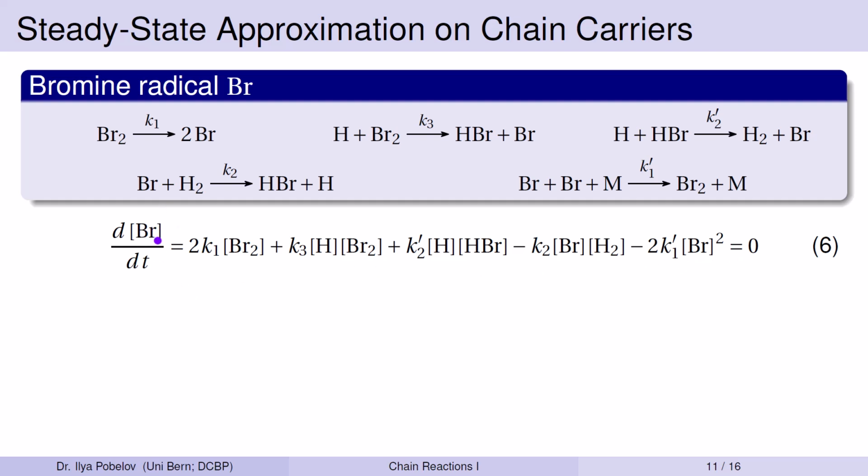The time derivative of the bromine radical concentration equals 2 times K1 times the concentration of bromine molecules, plus K3 times the concentration of hydrogen radicals times the concentration of bromine molecules, plus K2 prime times the concentration of hydrogen radicals times the concentration of hydrogen bromide, minus K2 times the concentration of bromine radicals times the concentration of hydrogen molecules, minus 2 times K1 prime times the square of the concentration of bromine radicals. We also set this expression equal to 0.